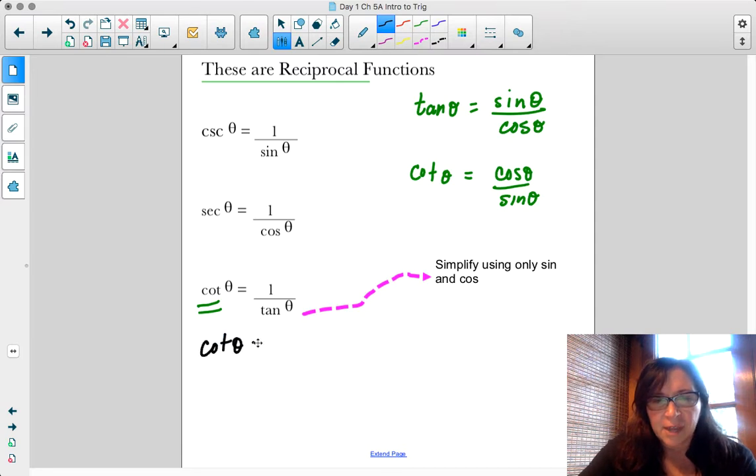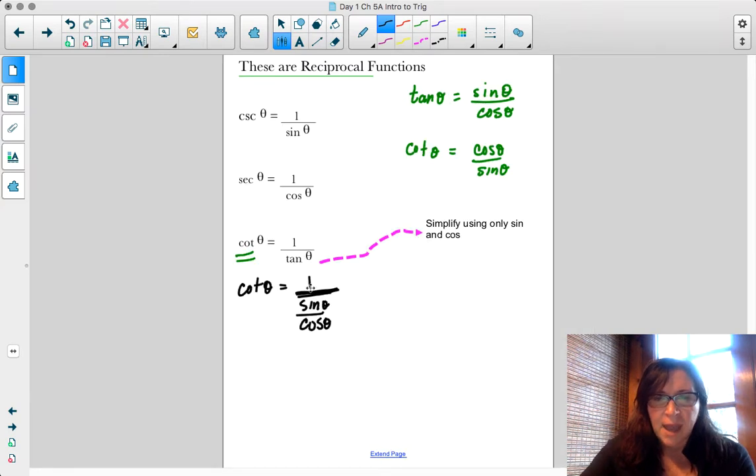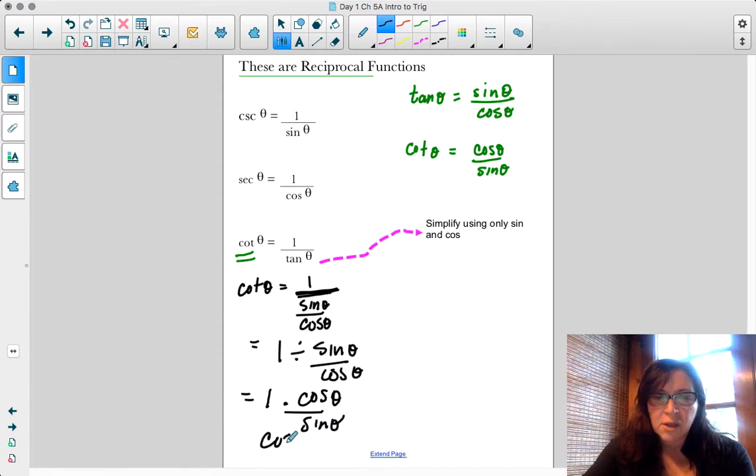So cotangent of theta is equal to 1 over tangent. Tangent is sine of theta over cosine of theta. Well, this line here means divide. And what that means is technically I could write 1 divided by sine of theta over cosine of theta. And of course, division is the reciprocal multiplication of the right term. So you have 1 times cosine of theta over sine of theta, which is cosine of theta over sine of theta. So basically, cotangent of theta is equal to this.